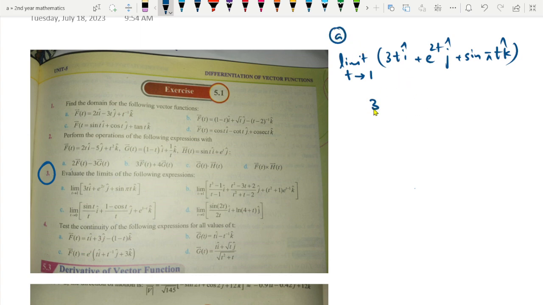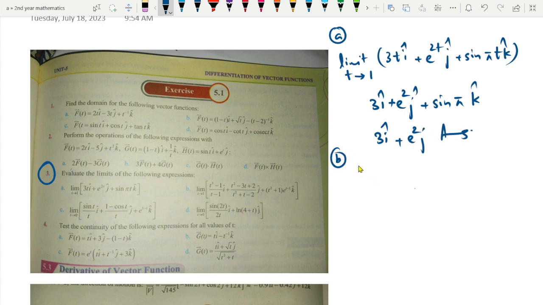This will become 3 into 1, 3i, e to the power 2 times 1, e^2 j, and we put the sine of π k, and we know the sine of π is equal to 0. So 3i plus e^2 j. This is our answer.